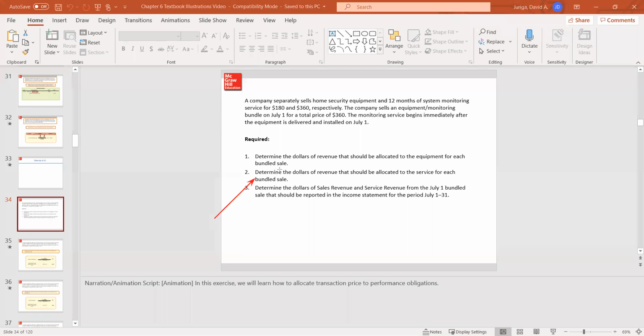So on this one, we've got determining the dollars of revenue that should be allocated to equipment for each bundled sale. Determine the dollars of revenue that should be allocated to the service for each bundled sale. And then we've got determine the dollars of sales revenue and service revenue from the July 1 bundled sale that should be reported on the income statement for this particular period.